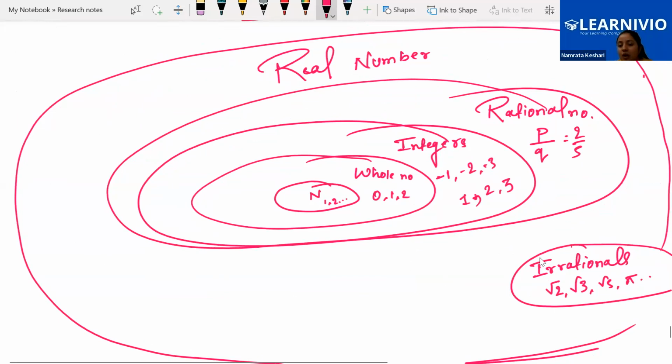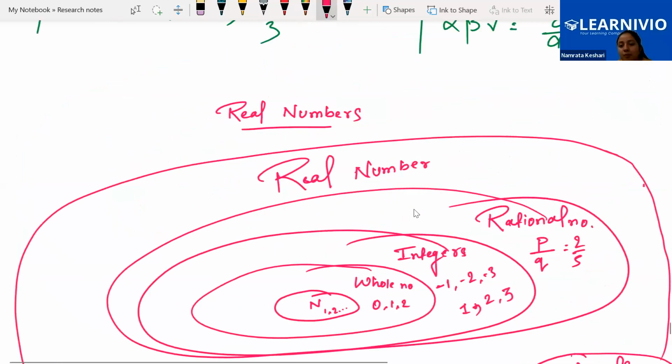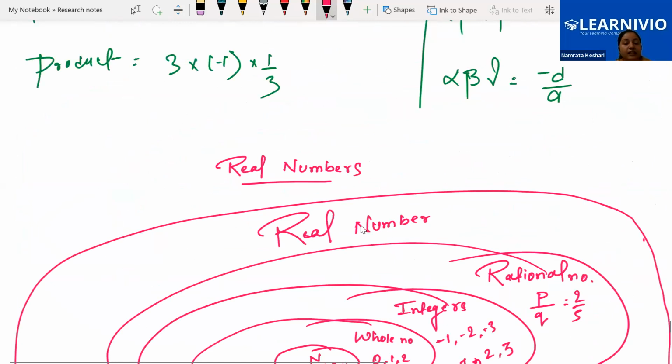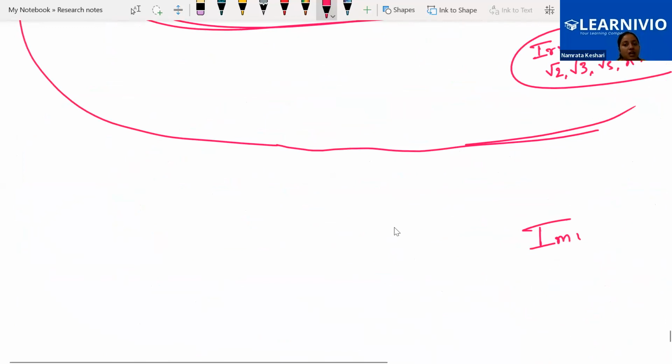Now these all are real numbers. You must be thinking, why do we have to say it's a real number? Is there any number which is not real? Yes, there are numbers which are not real, so we will always specify that we are talking about real numbers. When you go to a higher class, you will see that a few numbers are not real, and those numbers are called imaginary numbers.